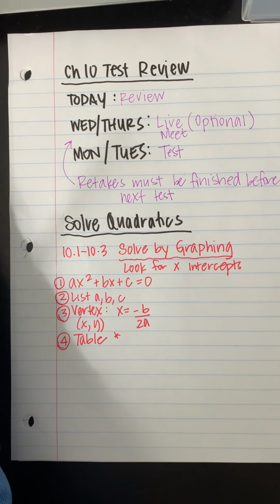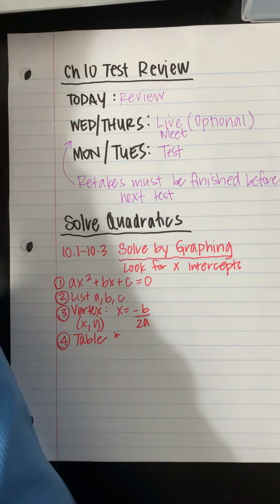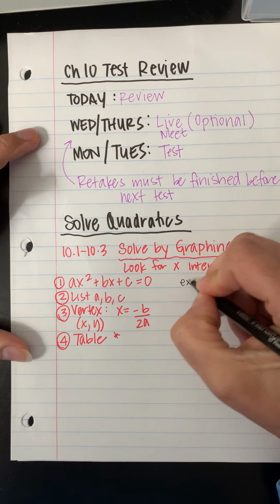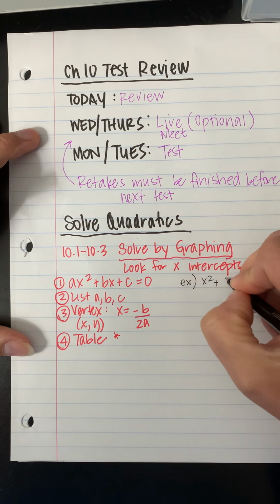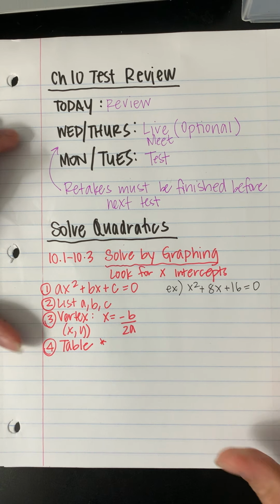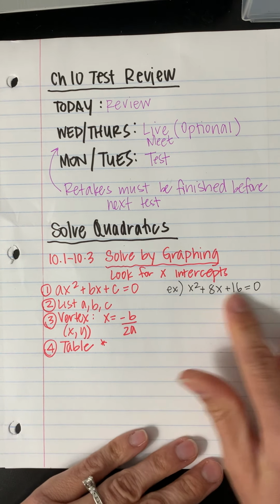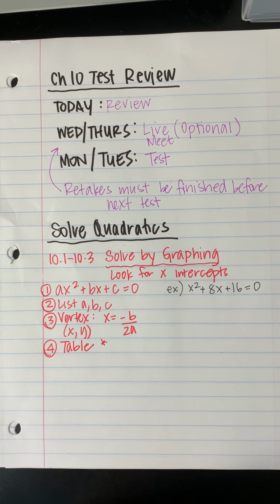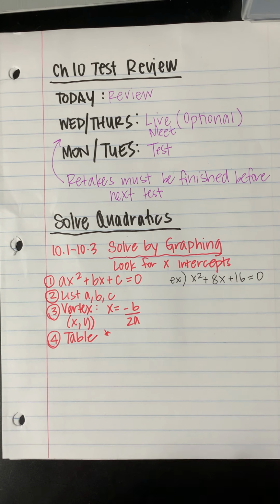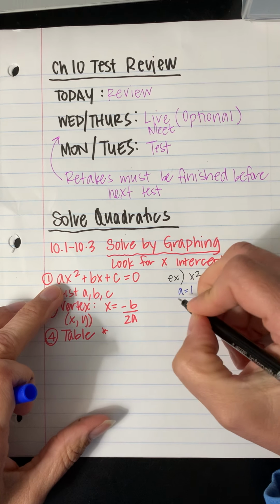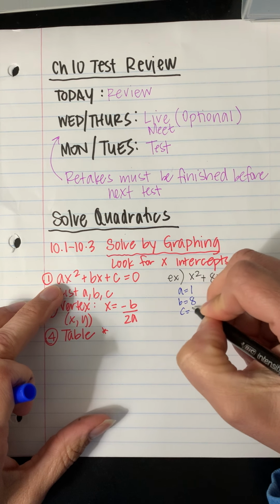So let me get an example here up for myself. So we are going to solve by graphing. So it's already equal to 0, so we don't have to worry about that step. We're going to list what the A, B, and C are. So in this case, the A is just 1. It's whatever is in front of the x squared. That's just 1. B is 8, and C is 16.